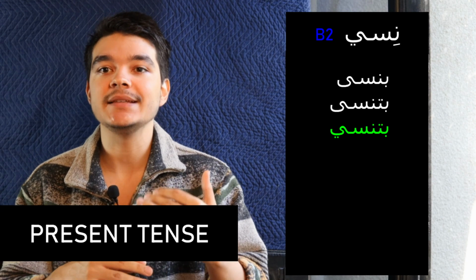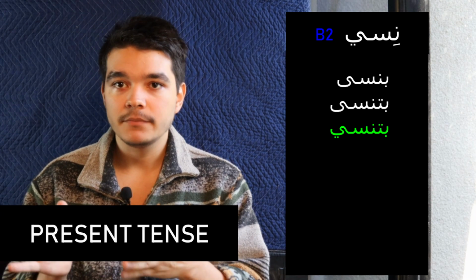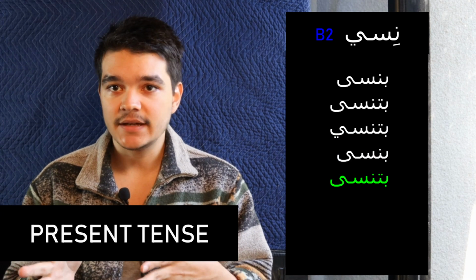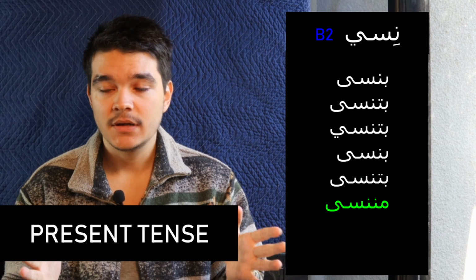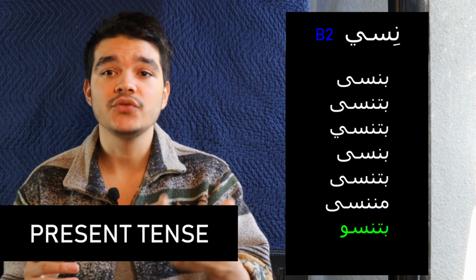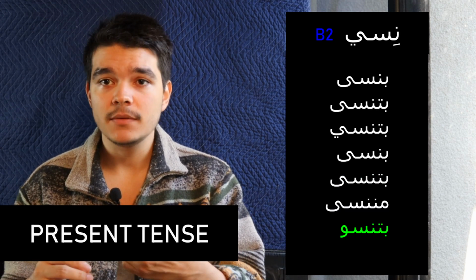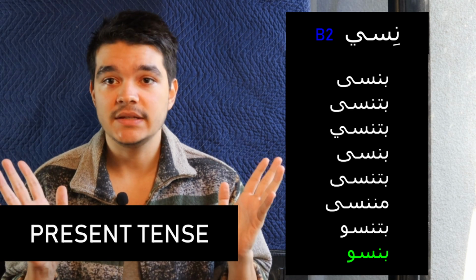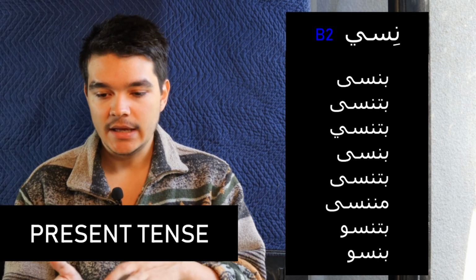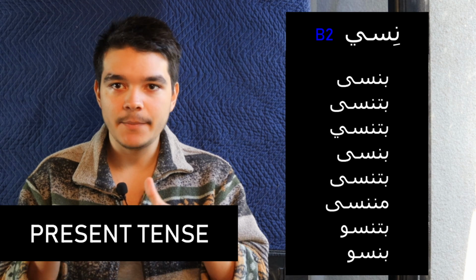So enti btinsi. Huwa binsa, hiya btinsa, ehna mninsa, entu btinsu, and homme binsu. Hek bas. It's pretty simple, I would say. Again, they pretty much follow the same pattern.